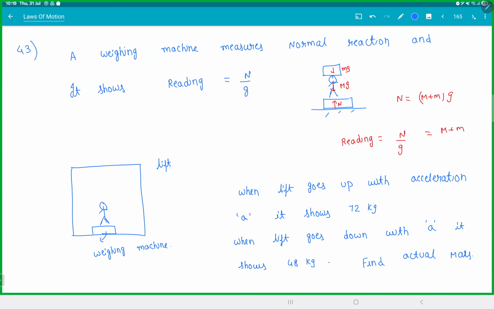Hope the question was clear, everyone. Remember, a weighing machine measures normal reaction. The lift is going up and down, so something gets messed up. Right, Samyak, but I asked you mass. It's a decent mains level question, right, Siddesh?